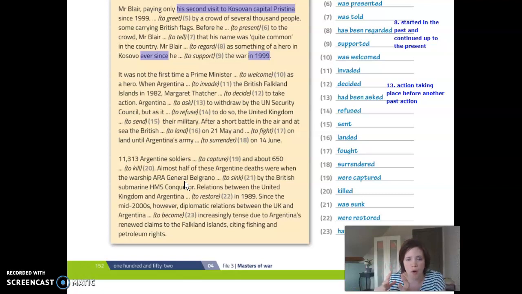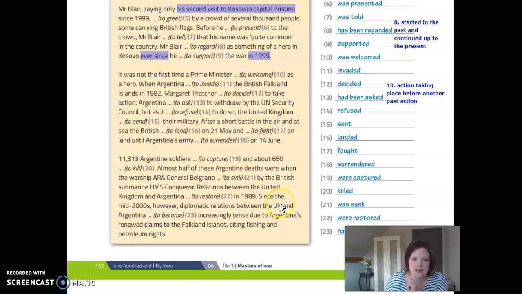The soldiers were captured, and about 650 were killed. You can also add were here. That is correct. Almost half of these deaths were when the warship was sunk by the British submarine. This is clearly a passive construction. It was sunk by the submarine. The agent, the submarine, is mentioned here. Relations were restored in 1989. Clear action in the past, passive construction.